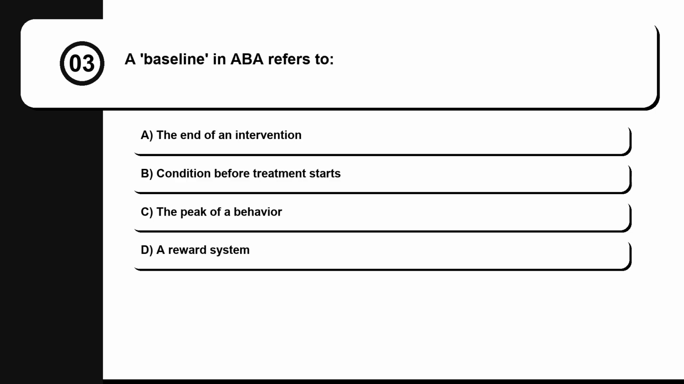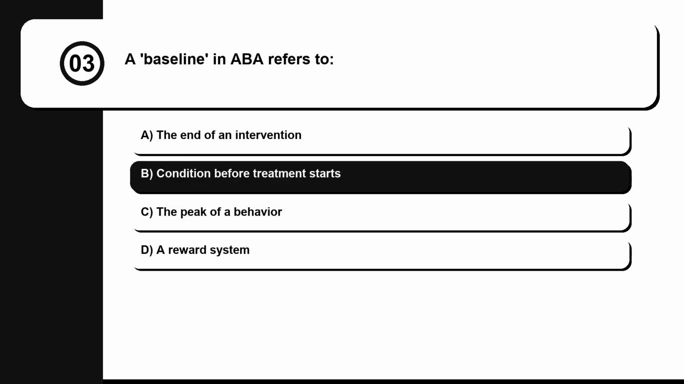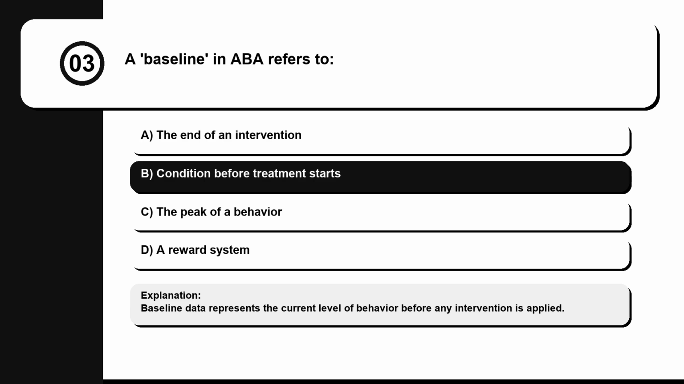Question 3. A baseline in ABA refers to A. The end of an intervention, B. Condition before treatment starts, C. The peak of a behavior, or D. A reward system. The correct answer is B. Condition before treatment starts. Baseline data represents the current level of behavior before any intervention is applied.